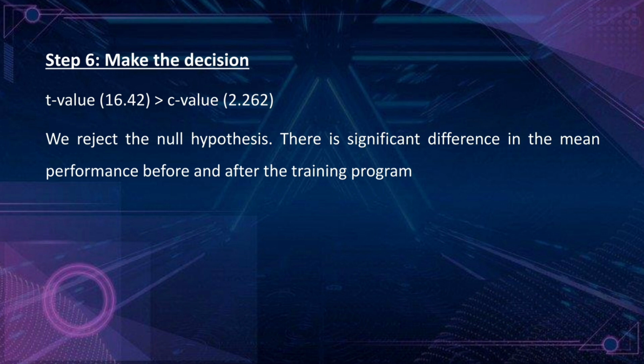The next step, which is our final step, is to make a decision whether to accept or reject the null hypothesis. For this, we need to compare the t-value with the critical value. If the t-value is beyond the critical value, we reject the null hypothesis. Otherwise, we fail to reject the null hypothesis. In our example, the t-value 16.42 is much larger than the critical value 2.262, so we reject the null hypothesis. This suggests that there is a significant difference in the mean performance before and after the training program, indicating that the training program likely had an effect on the individuals' performance.